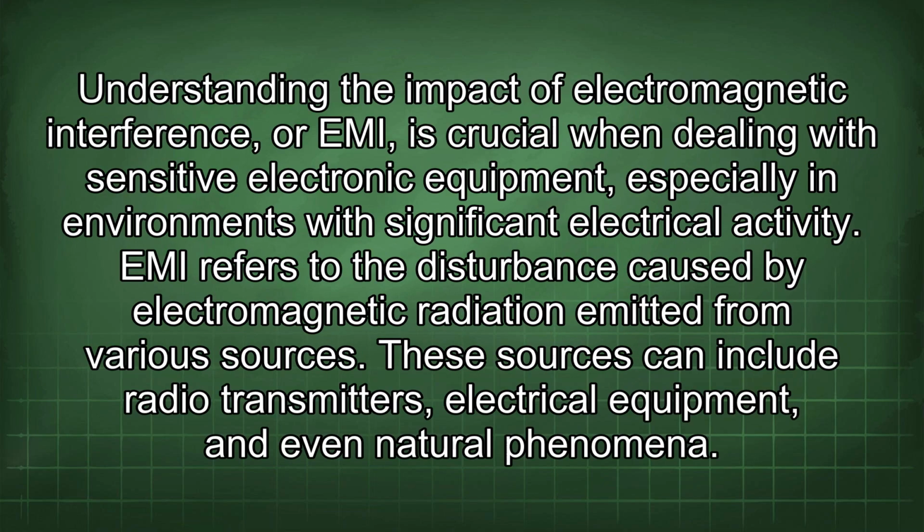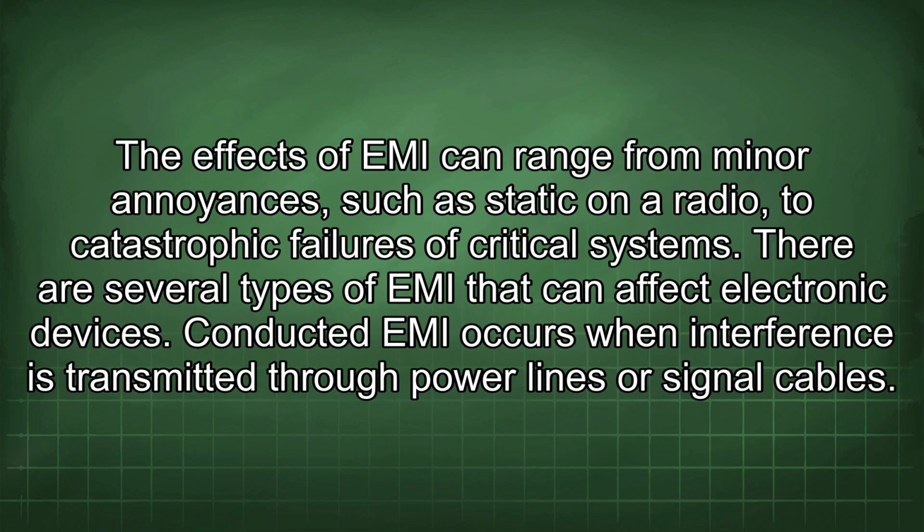Understanding the impact of electromagnetic interference, or EMI, is crucial when dealing with sensitive electronic equipment, especially in environments with significant electrical activity. EMI refers to the disturbance caused by electromagnetic radiation emitted from various sources. These sources can include radio transmitters, electrical equipment, and even natural phenomena. The effects of EMI can range from minor annoyances, such as static on a radio, to catastrophic failures of critical systems. There are several types of EMI that can affect electronic devices.